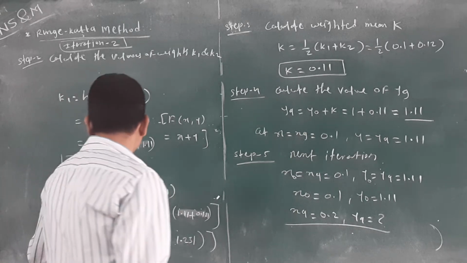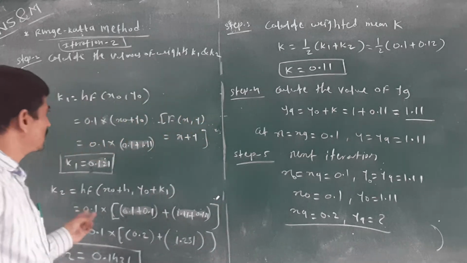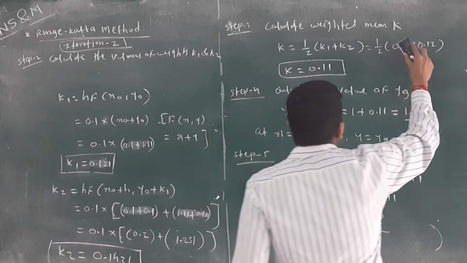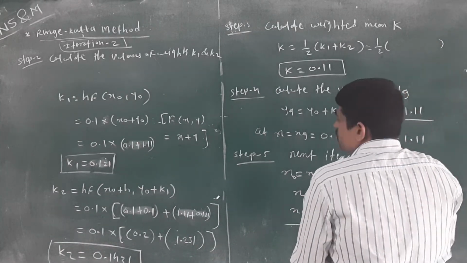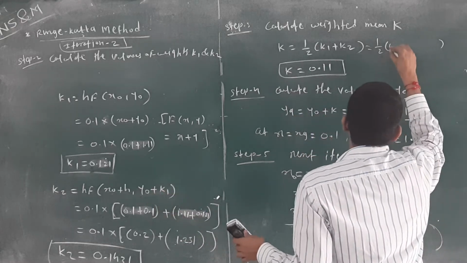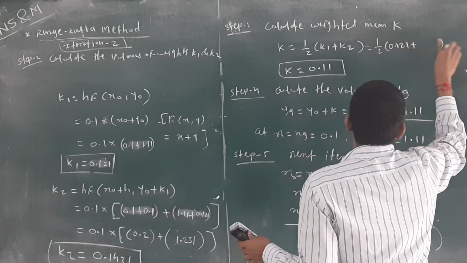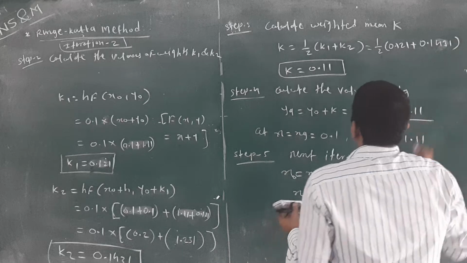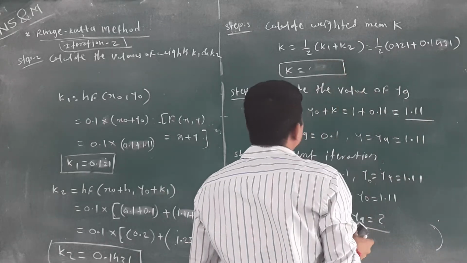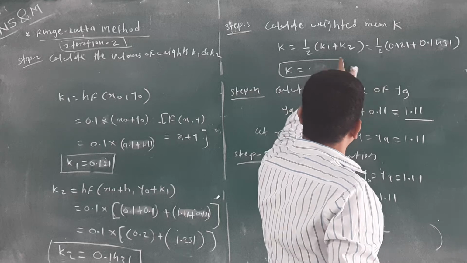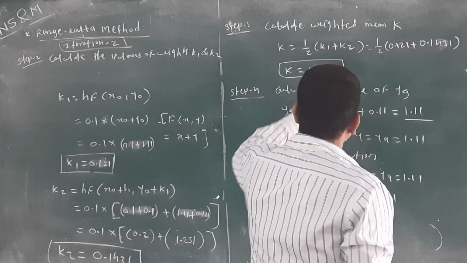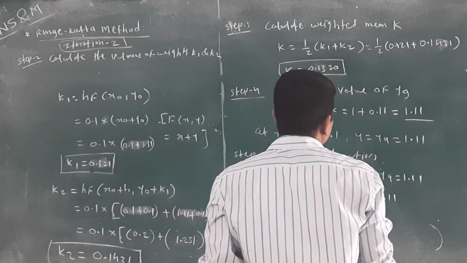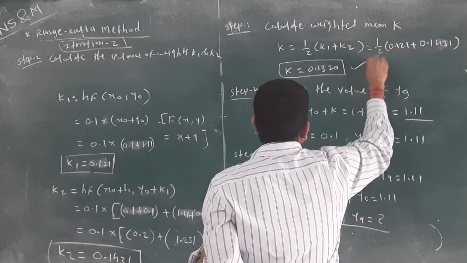Then next step, once you know K1 and K2 for iteration number 2, again you have to calculate the weighted mean. In the weighted mean only the K1 and K2 values will change. The formula is the same. K1 is 0.121 plus K2 is 0.1431. Then what is the value of K? When you take half of the summation of K1 plus K2, you will get 0.1320. Okay, this value you will get.